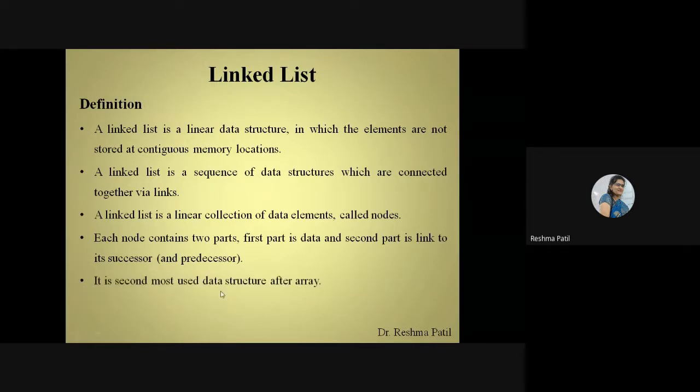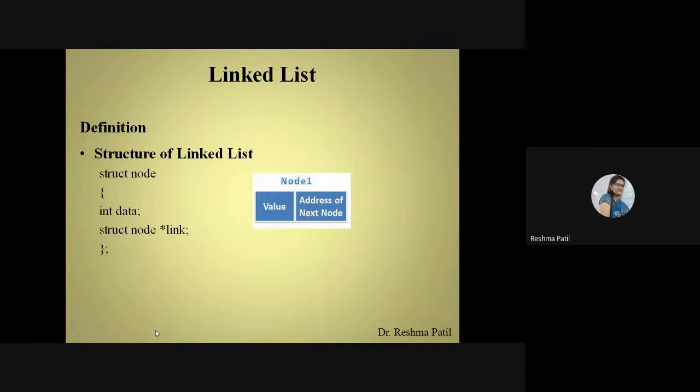It is second most used data structure after array. Array we have seen. Now this is the second most used data structure. A linked list maintains data element in logical order rather than physical order. Logically, we are going to maintain the thing. So if we are going to implement linked list, this is the structure. This is the diagrammatical structure and this is the programmatical structure. While writing program, this is the structure we have to write.